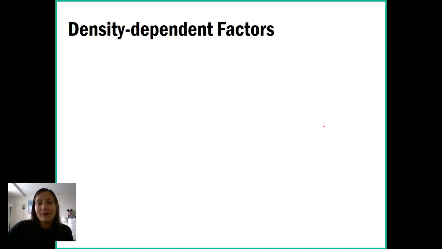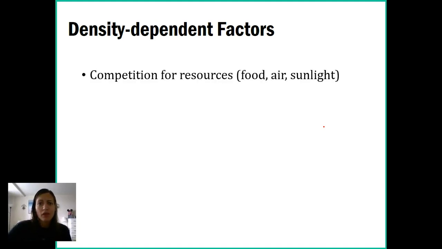So density-dependent factors. Essentially, you're getting more and more competition with one another. So the individuals in that population might be competing for food, for air, for sunlight, for nutrients, for water. The more organisms you have, the less everyone gets. And so that might slow down your population size because there's literally not enough to go around.